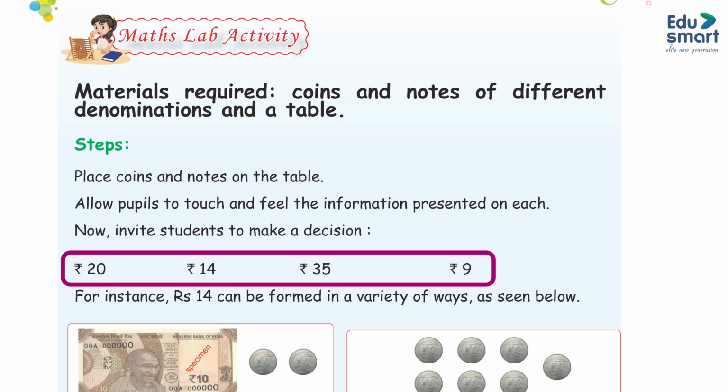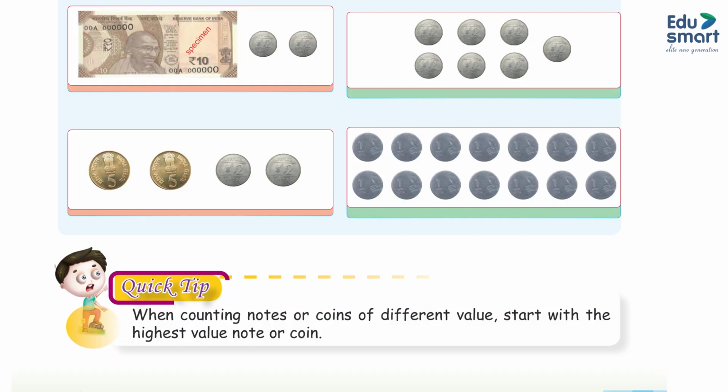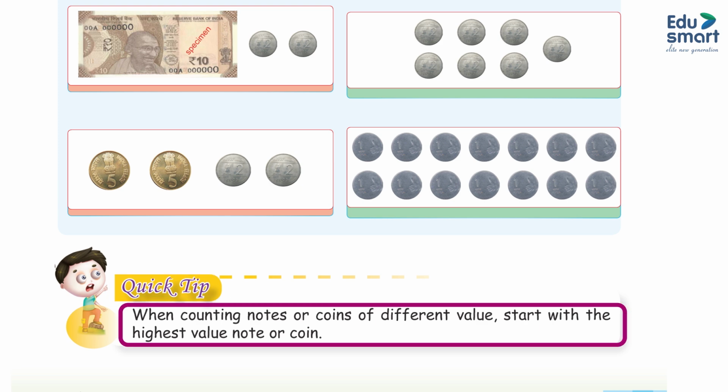20 rupees, 14 rupees, 35 rupees, 9 rupees. For instance, 14 rupees can be formed in a variety of ways as seen below. Quick tip: when counting notes or coins of different values, start with the highest value note or coin.